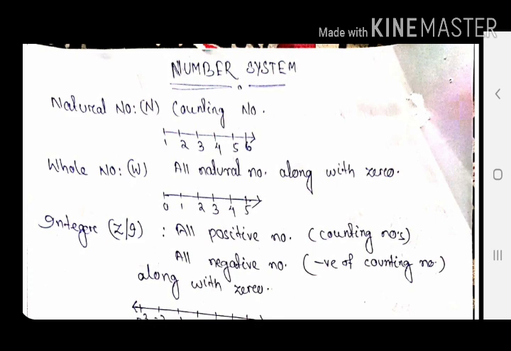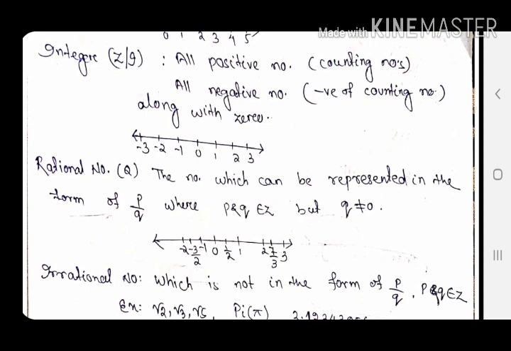The next number system is integer. It includes all the positive numbers, that means the natural numbers 1, 2, 3, 4, 5, 6, 7, and all the negative numbers. Negative means the minus of what? Of the natural numbers: minus 1, minus 2, minus 3, minus 4, along with 0, meaning 0 in the middle. On the right side all the positive numbers 1, 2, 3, 4, 5, 6, 7, on the left side all the negative numbers minus 1, minus 2, minus 3, minus 4. So this is the integer, and it is generally represented by Z, sometimes also by I.